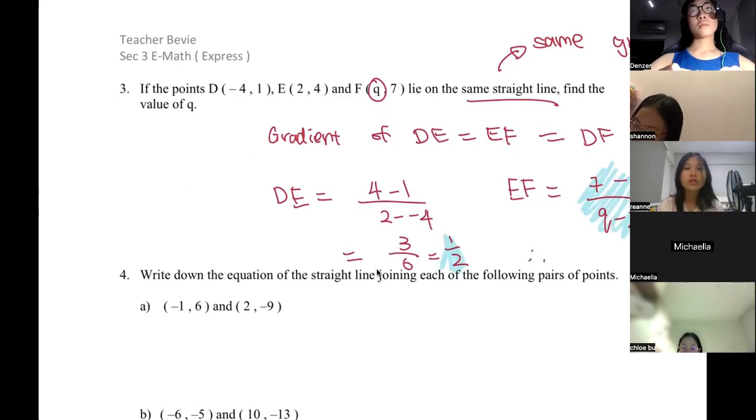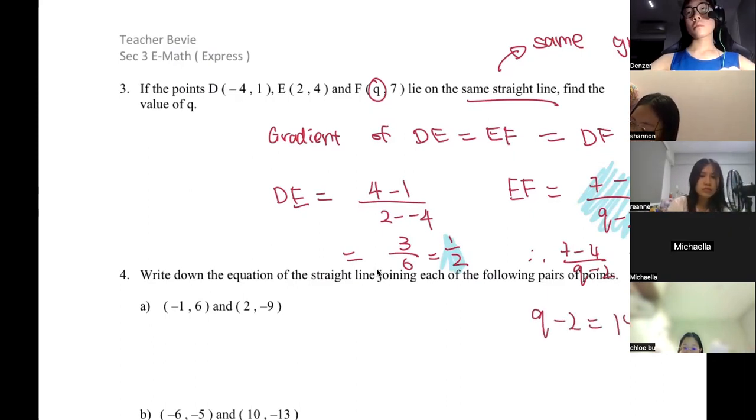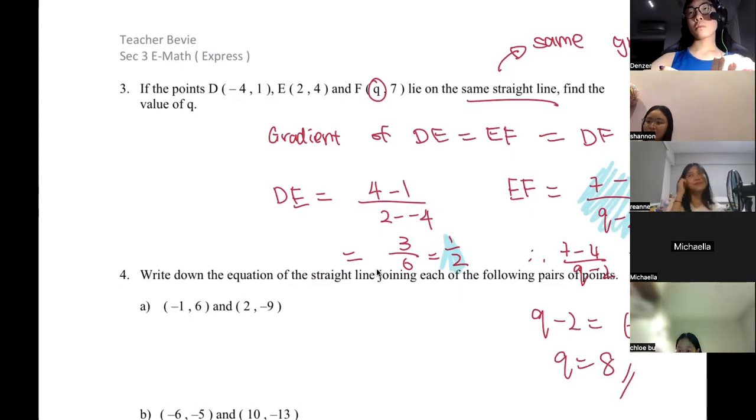So I can say, therefore, 7 minus 4 over Q minus 2 equals to half. This one I cross multiply. Q minus 2 equals to 6. Q equals to 8. Yay, Rian.